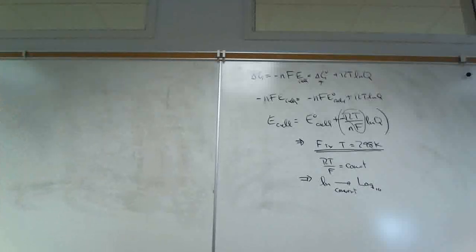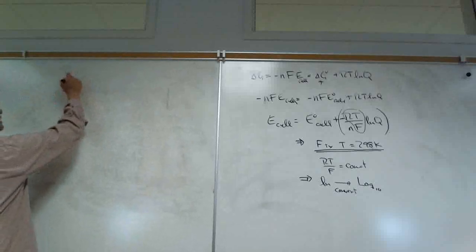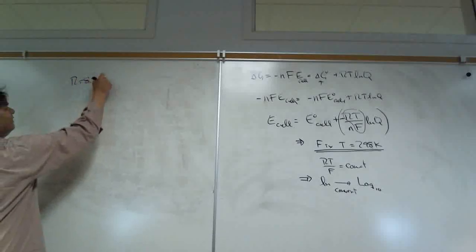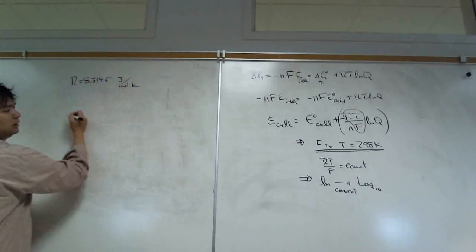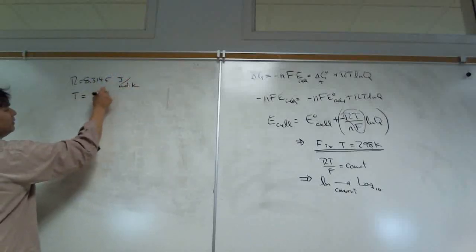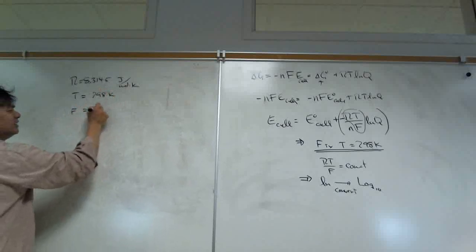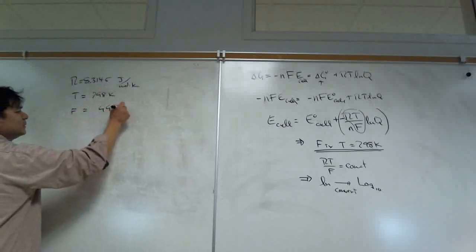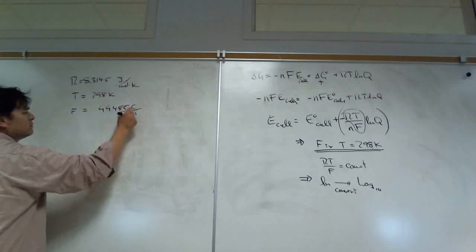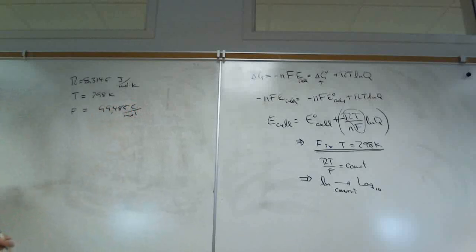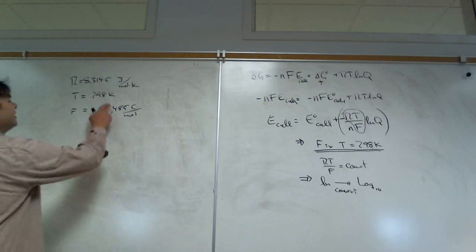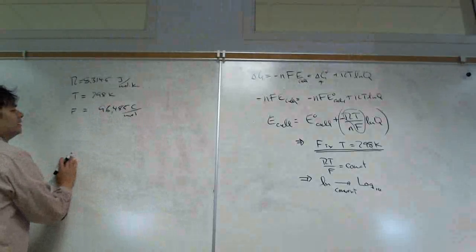So, actually, I forgot to look at it. But R is 8.3145 joules per mole Kelvin. T is 298 Kelvin. F is, what's it, 99,485 coulombs per mole. Can somebody verify this for me? Does somebody have their book? I forgot the Faraday, I think. 96,485. All right, thank you. 96,485 coulombs per mole.